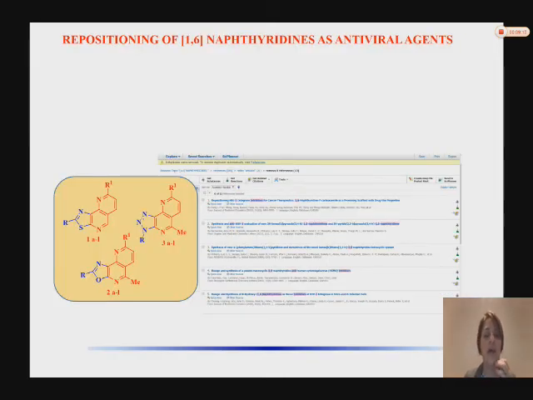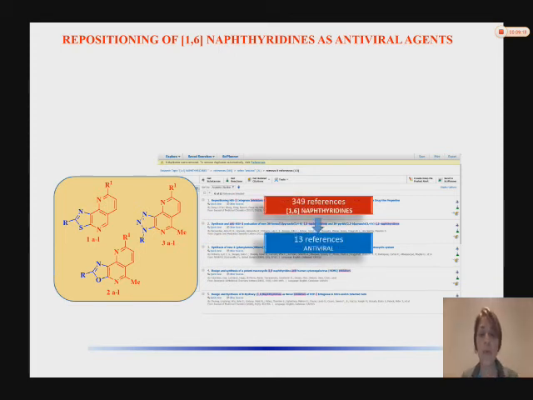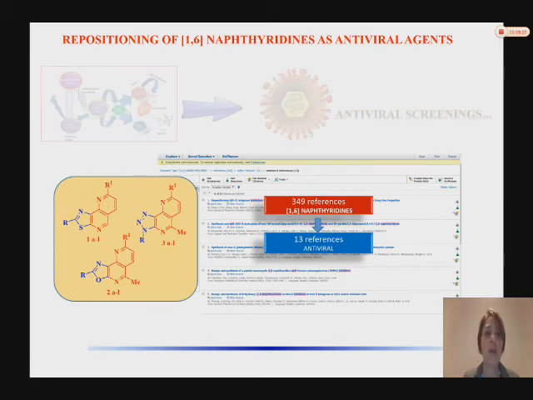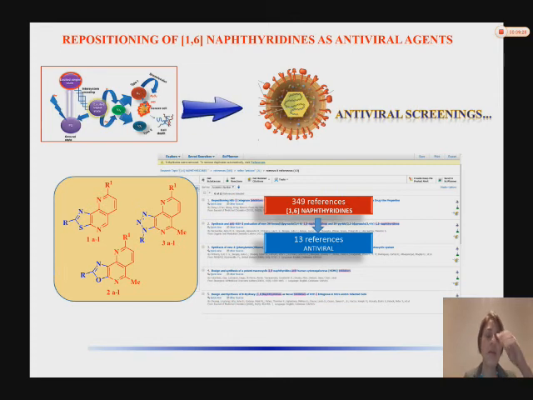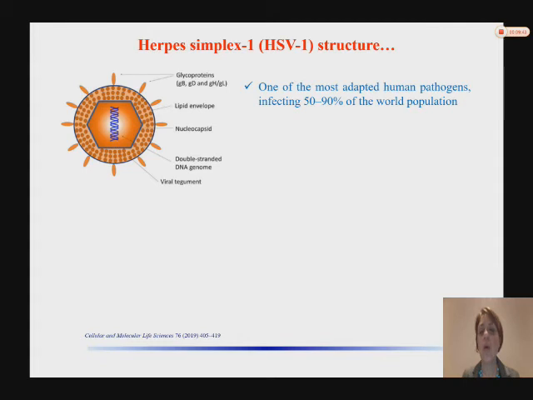Literature survey revealed just a few examples of naphthyridines as antiviral agents. Thus, we were attracted by this repositioning possibility, and we decided to further explore this aspect. And once again, our compounds were tested at the Department of Molecular Medicine of Padua as antiviral agents against HSV1 virus, which is one of the most adept human pathogens, infecting a high percentage of the world population.